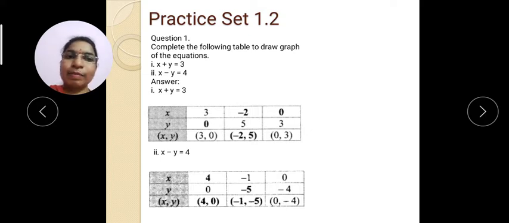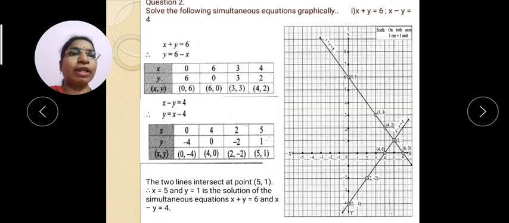Similarly, for x - y = 4, any one coordinate is given. Whatever coordinate is given, you have to substitute it in this equation and find the other coordinate. Now see one more example. Question two: solve the following simultaneous equations graphically.